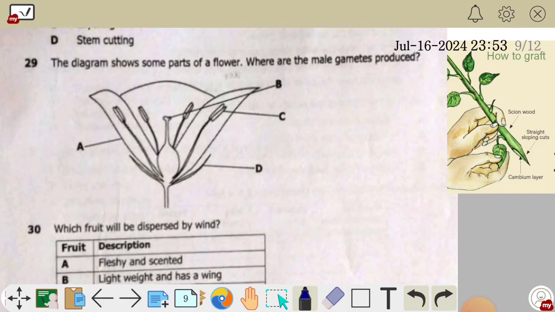Okay, so pollen grains will be produced and they will fall on the stigma, they travel there, and fertilization will take place in the stigma, the female part. Okay, so question 29, the correct answer is C.